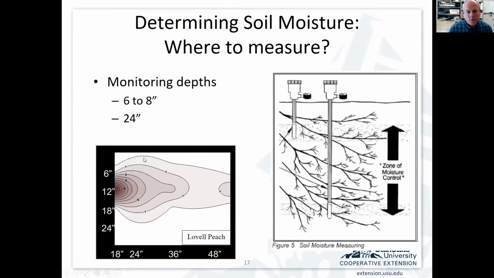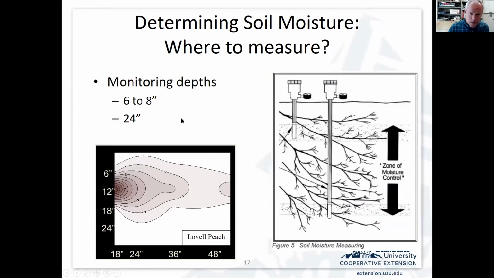And again, rooting depth is affected by the soil type. It's also affected by climate. So in Utah, where we have a colder climate, our soils don't warm up as much in the summer. That's really where most of our roots are. I know in, say, California and warmer climates, they'll get much deeper rooting in their fruit trees. But you really want to be able to monitor the soil moisture in that range.